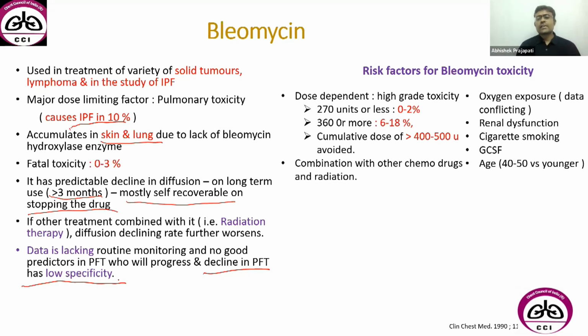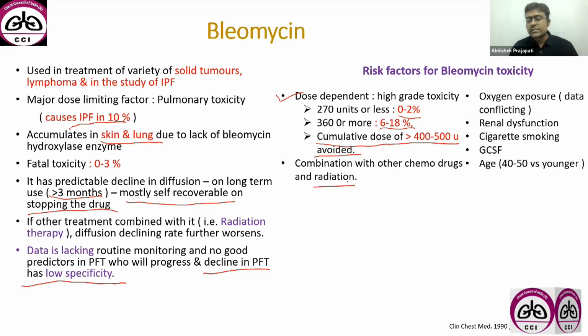So the risk factors for this bleomycin toxicity are: it is dose dependent. With a lesser dose, lesser chances of toxicity. With a higher dose, higher chance of toxicity. A cumulative dose of more than 400 to 500 units should be avoided. If it is combined with other chemo drugs and radiation, then chances of bleomycin toxicity are high. If oxygen is given in very high amounts along with these, then also there are more chances of it.